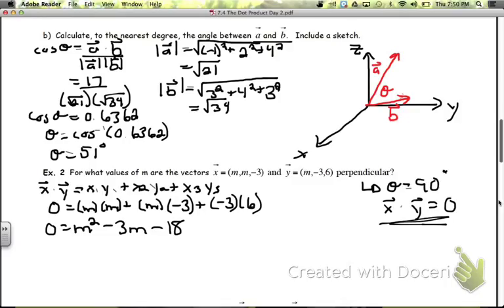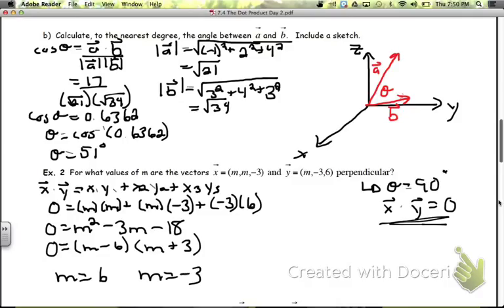Now how can we solve from here? We're trying to find what m could be, so we need to factor. So two terms that multiply to -18 and add to -3 are -6 and +3. So therefore we have m is equal to 6 and m is equal to -3. So we have two different possibilities here.